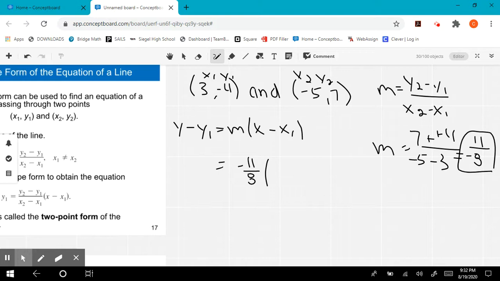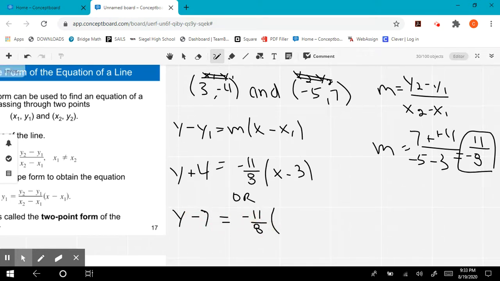Then for the second part, I can use either point for my x1 and my y1. I can ignore the other one now because I was using it for slope. It does not matter. If it asked for the point slope form of the equation here, I could have 2 answers. I could have y plus 4 equals -11/8 times x minus 3, or I could have y minus 7 equals -11/8 times x plus 5.